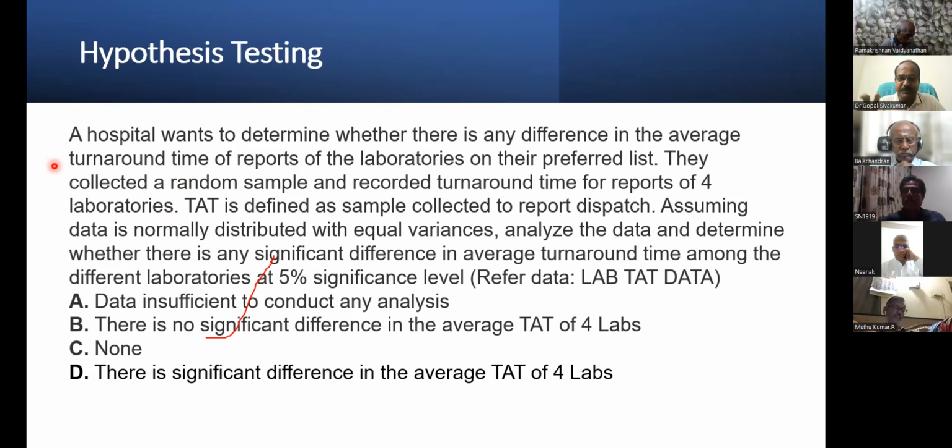The factor is the type of lab: 4 different laboratories. Lab 1, lab 2, lab 3, lab 4. One factor, 4 levels, and your Y measure is turnaround time. This is ANOVA. You can feed the data.